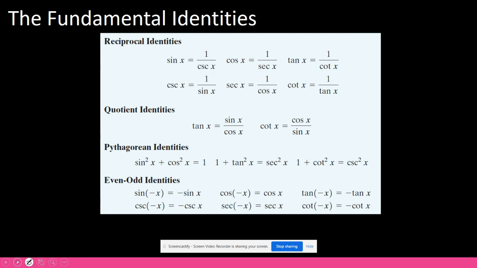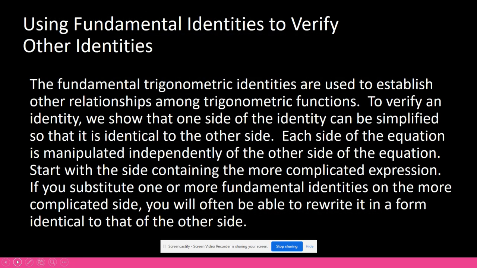So let's talk about what verifying represents. Remember, in order to verify, we are going to look at how the fundamental trig identities are used to establish other relationships among these trig functions. To verify an identity, we show that one side of the identity can be simplified so that it is identical to the other side. Each side of the equation is manipulated independently of the other. We start with the side containing the more complicated expression.